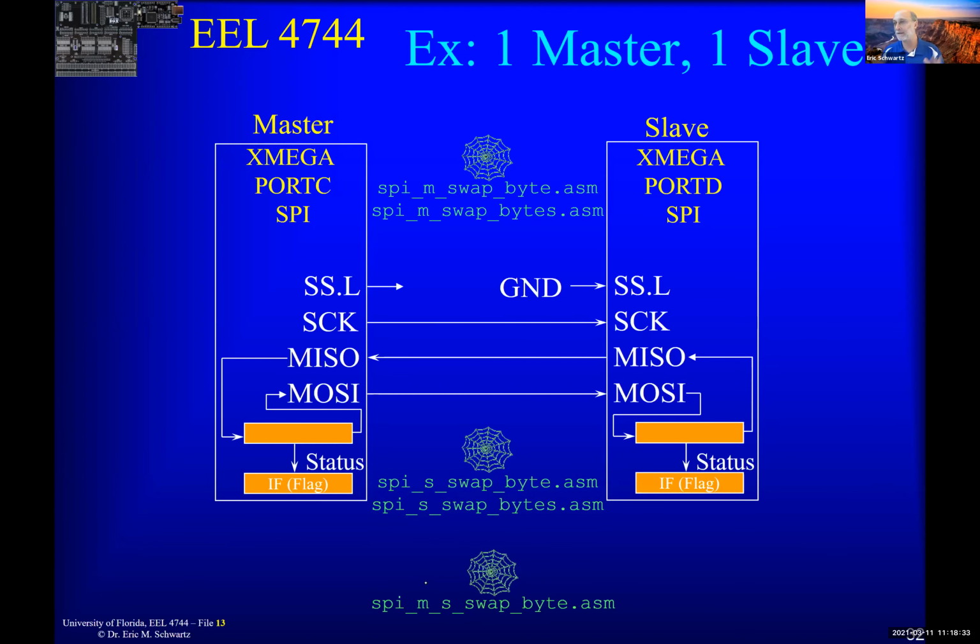But since I didn't have 2 micropads, what I decided to do is use port C as a master and port D on the same micropad as a slave. So if I was actually going to run code, which I'm not going to run, I'm going to show you the code, but for reasons I'll explain, I'm not going to actually run it. I would just take the MOSI from port C and run it into the MOSI in port D, and the MISO port C to the MISO port D, and the clock to the clock.